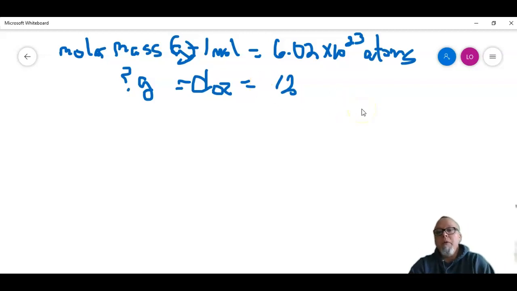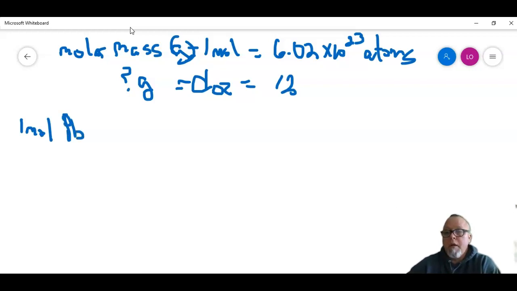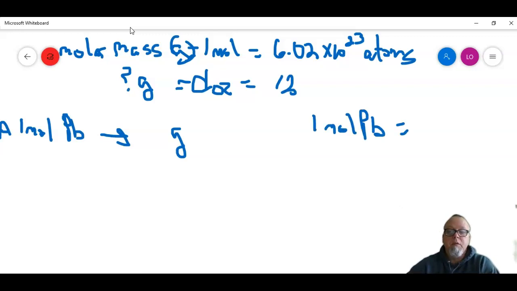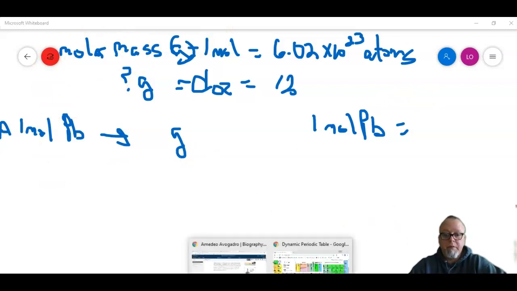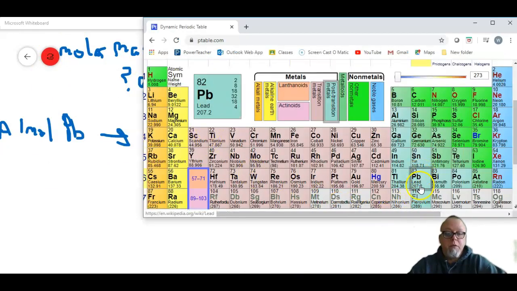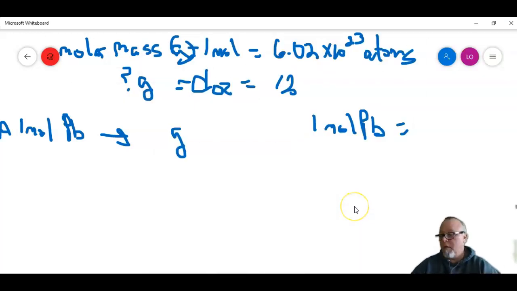But anyway, let's say we had 1 mole of lead. So 1 mole of Pb. And we analyzed the problem, and I wanted to know how many grams that was. Well, if we look over here, we can set our equality. 1 mole of Pb is equal to what? How do we figure that out? Well, we look at our trusty periodic table. Lead is down here. It's 207.2 grams, and that is the molar mass, and it's 1 mole. So 207.2 grams.